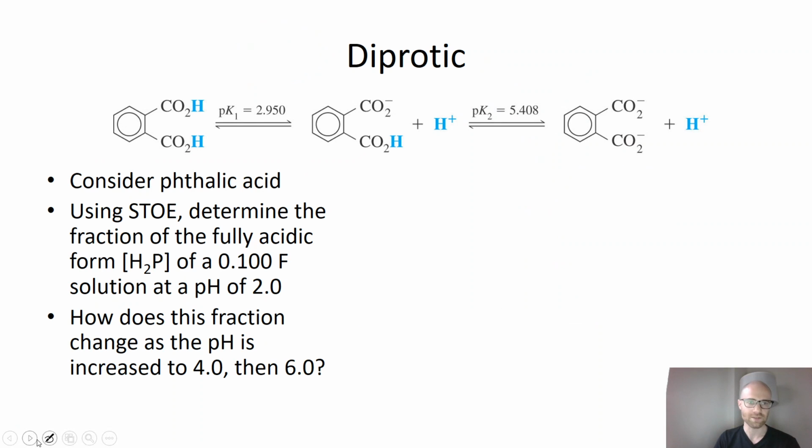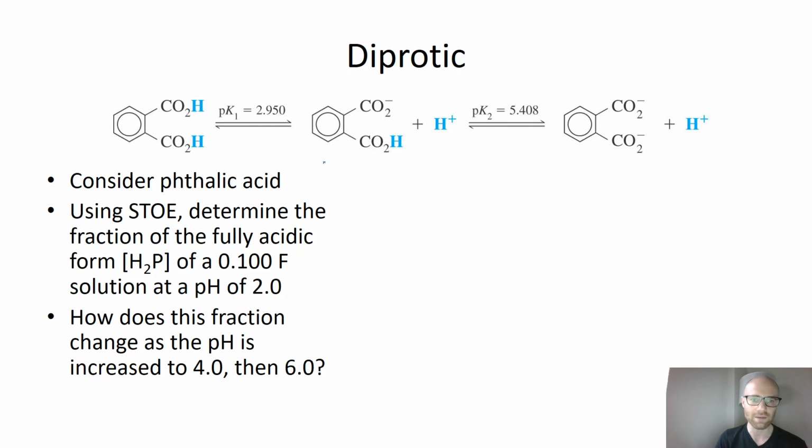But what happens when you think about a diprotic acid? I need a lot of room to write. So, first things first, we're going to write our mass balance and our Ks. So we have our phthalic acid. This is where KHP comes from, and you can also make phenolphthalein out of it. But it's a diprotic acid.